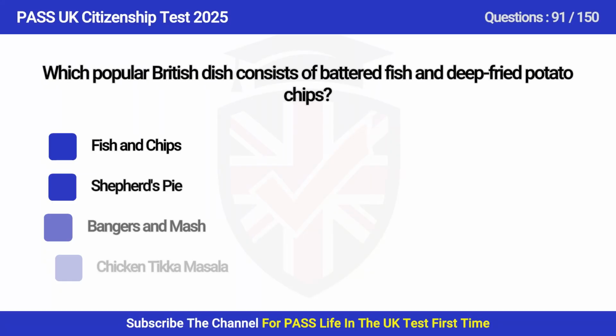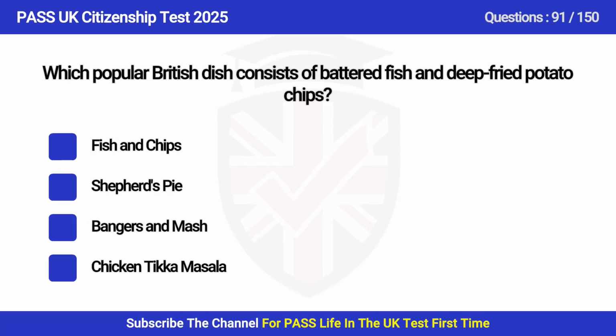Question 91. Which popular British dish consists of battered fish and potato chips? A. Fish and chips, B. Shepherd's pie, C. Bangers and mash, D. Chicken tikka masala?